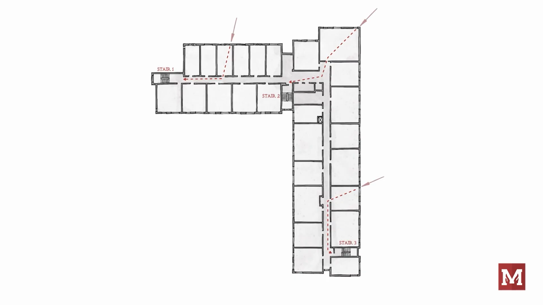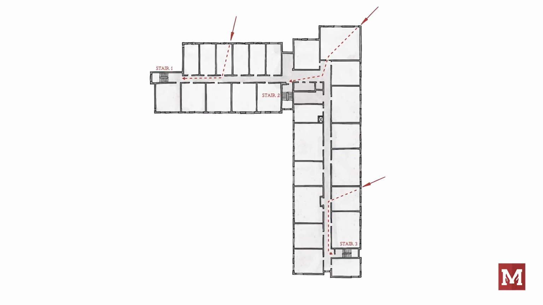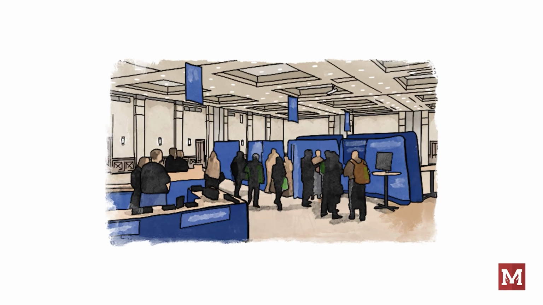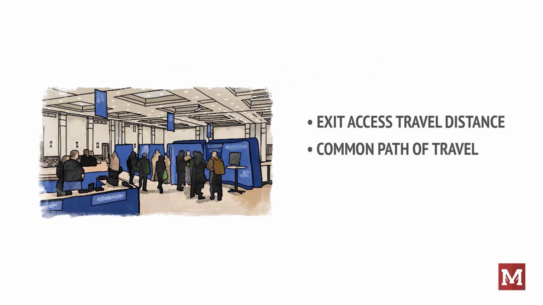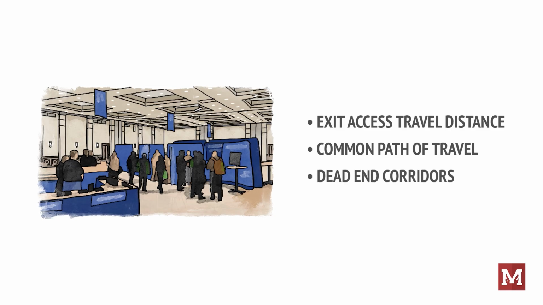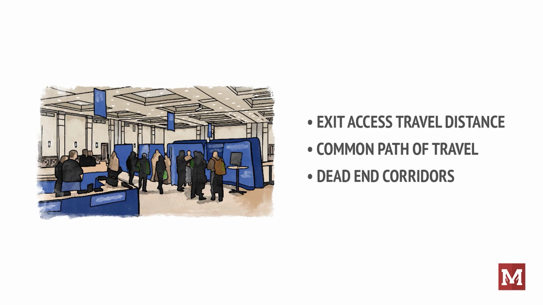It is from the starting point, where an occupant is located, to an endpoint. This endpoint could be an exit. It could be the point at which two exits become available, or it could be the point at which an occupant must turn around and retrace their steps. The three most common types of travel distances for means of egress are exit access travel distance, common path of travel, and dead-end corridors. This video will introduce and define these three types of travel distance, and then we will go into more depth on each one later on in the series.